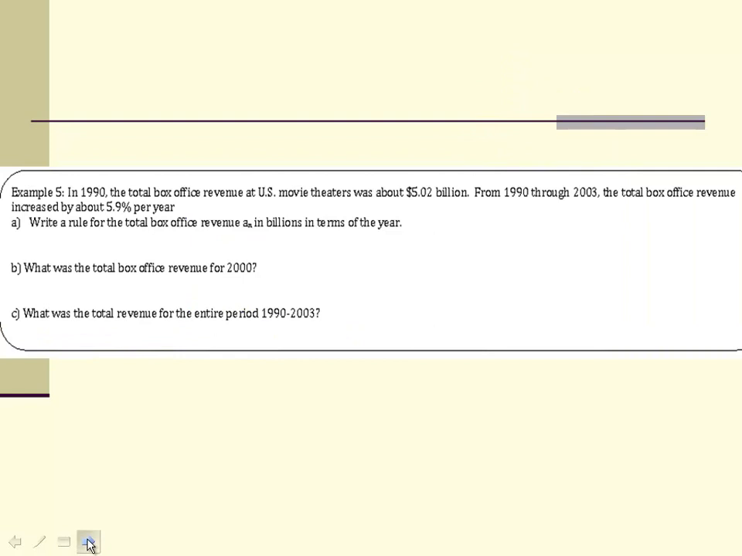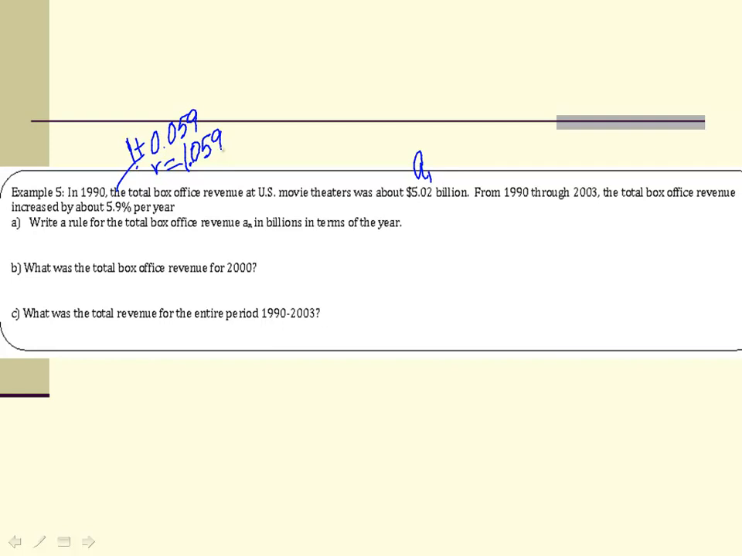And here's our last example problem. In 1990, the total box office revenue at U.S. movie theaters was about $5.02 billion. So 5.02 billion. So that's our A sub 1, our first term. From 1990 to 2003, the total box office revenue increased by 5.9% per year. So that's 0.059 but it increased. So we still have our original amount. So we have to do 1 plus that to find our rate. So our rate equals 1.059. That's what our rate's going to be. That's what we're going to multiply by.